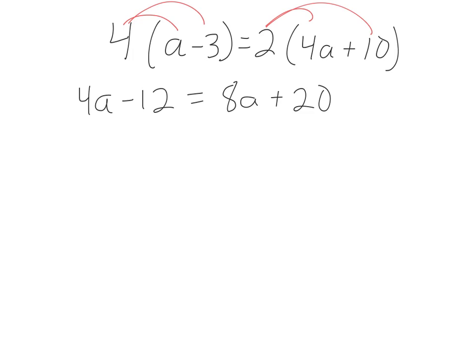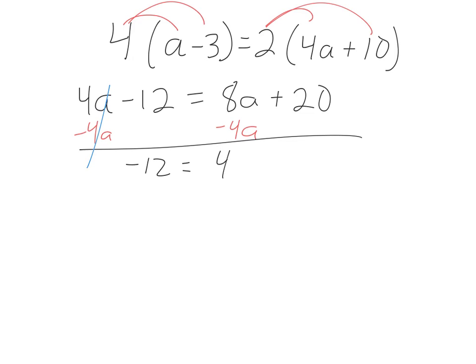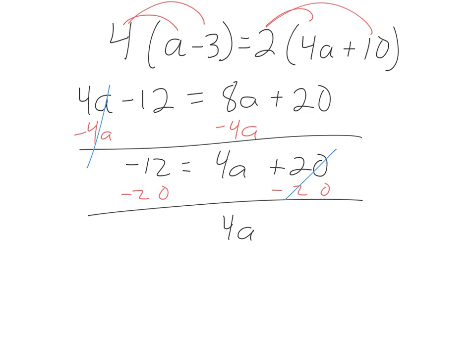Okay, so now it's just like the last problem. We're going to move the variable. So I'm going to move this 4a. That way I keep positive a's in the end. So negative 12 equals 8a minus 4a is 4a. Everything else stays the same. I'm going to subtract 20 from each side. I'm left with 4a here, and this is going to be negative 32. Last thing I'm going to do is divide each side by 4. And a equals, 32 divided by 4 is 8, so negative 32 divided by 4 is negative 8.